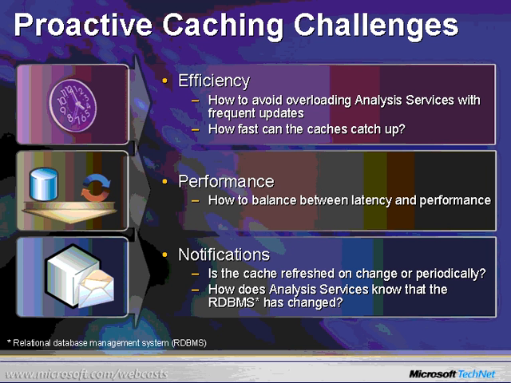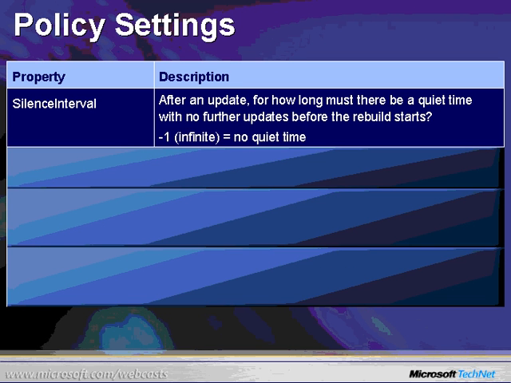There is the force rebuild interval, and it allows us to tell Analysis Services to rebuild the cube, say, every 30 minutes, for example, regardless of any updates to the source database. So even if it doesn't see any changes occurring, you can still go and do that rebuild, force it to happen. Once the rebuild is started, update notifications will not cancel the rebuild.